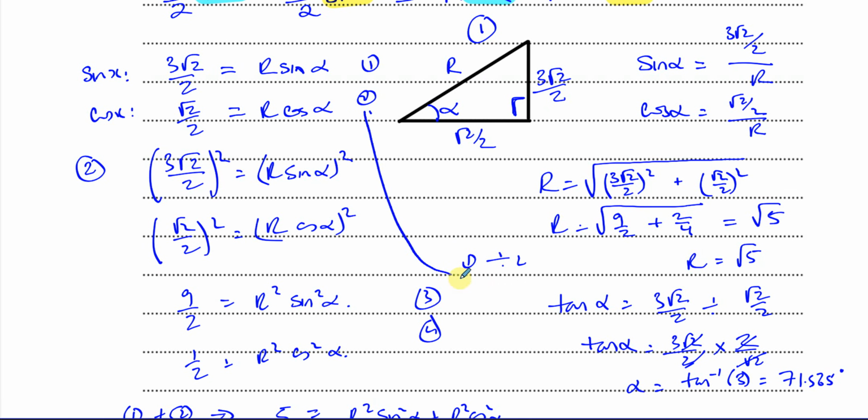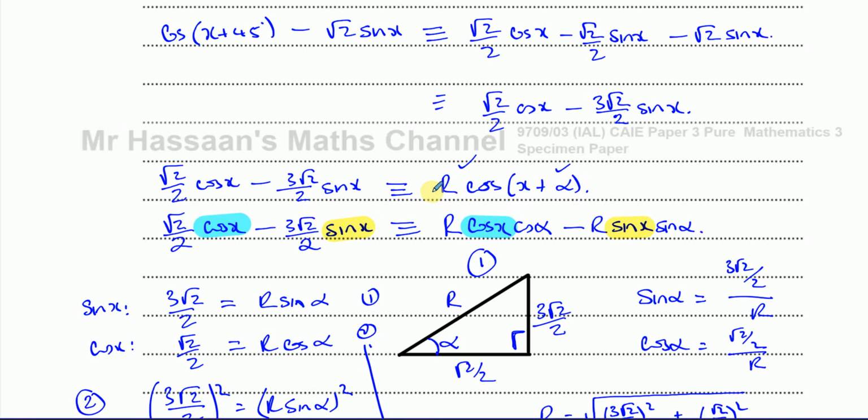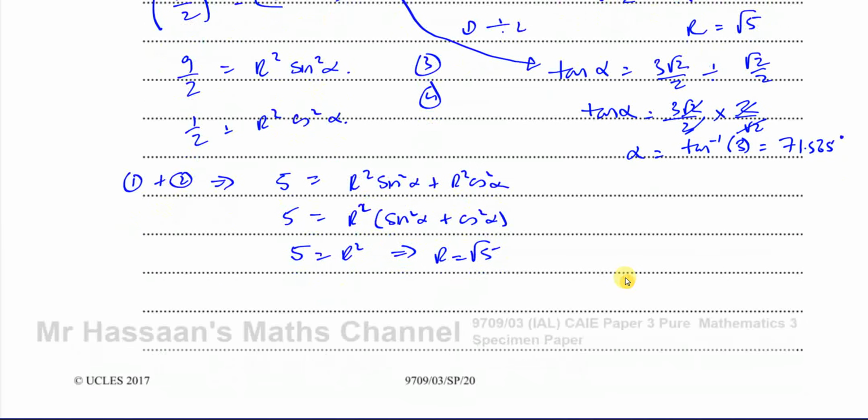I won't rewrite it again, because we know that when you divide sine alpha by cosine alpha, you get tan alpha. The r's will cancel out. You'll have 3 root 2 over 2 divided by root 2 over 2. It will be exactly the same as what we got there. Okay, so those are two alternative ways of calculating the value of r and the value of alpha in such a type of question.